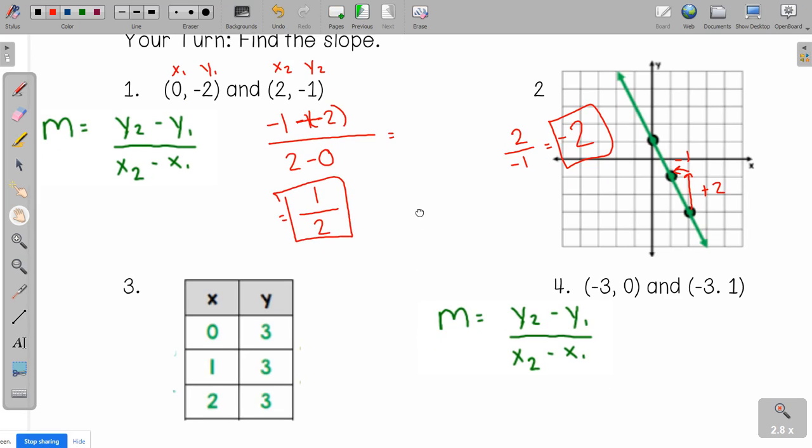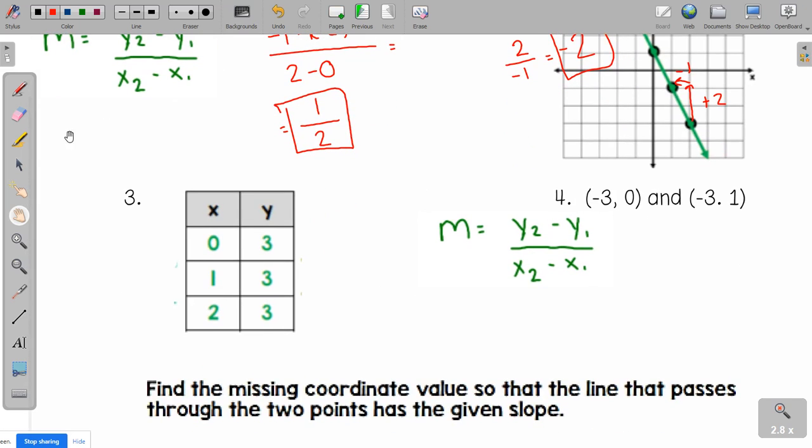Number 3, we're increasing by 1, increasing by 1. Increasing here by nothing, and by nothing. So our change in y, which is 0, over our change in x, which is 1, gives us a slope of 0.